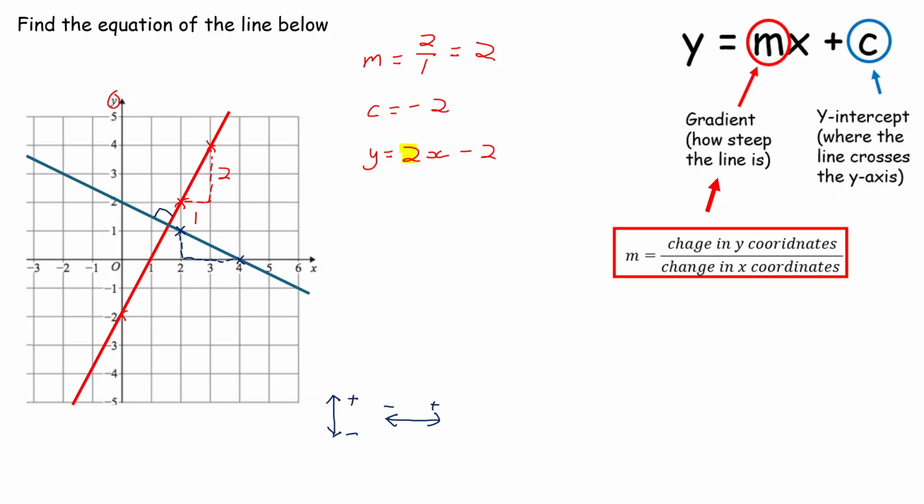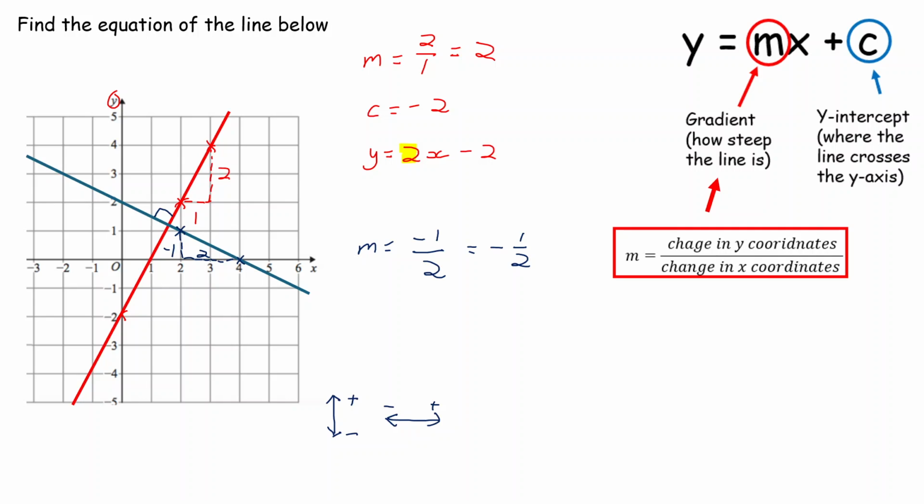So I'm going down in the negative direction by 1. So down by 1 and across by 1, 2, which is in the positive direction. So that's across by +2. Therefore, the gradient in my blue line, m, is going to be equal to the change in the y-coordinates, or the rise, which is -1, over the change in the x-coordinates, which is positive 2. So 2 across. So I've got minus 1 over 2.